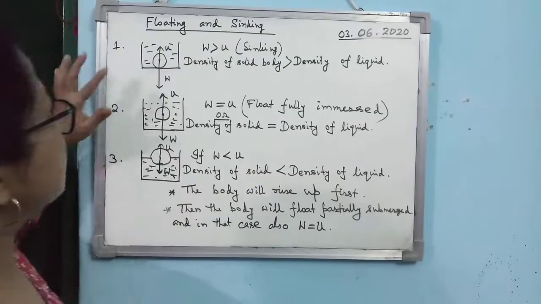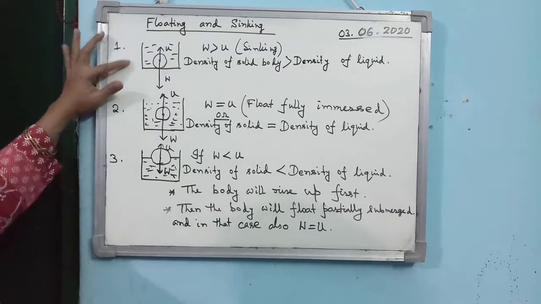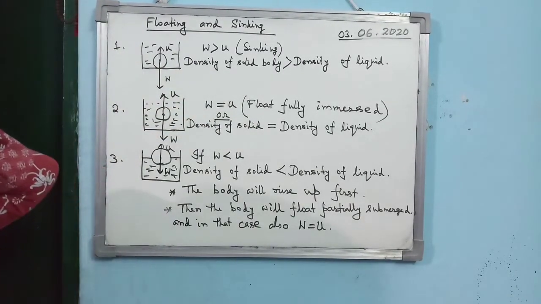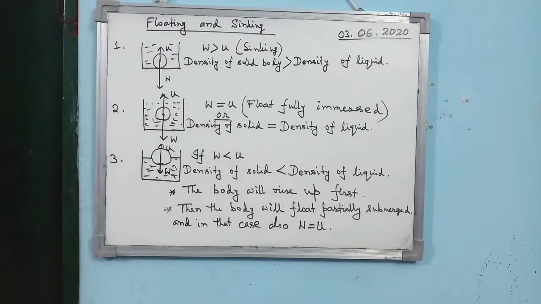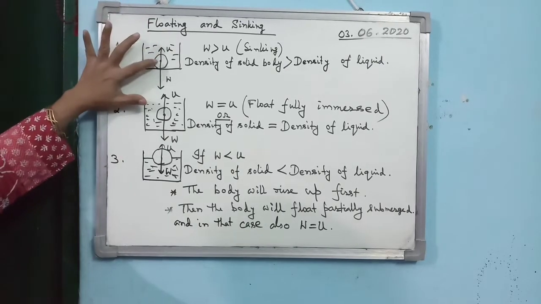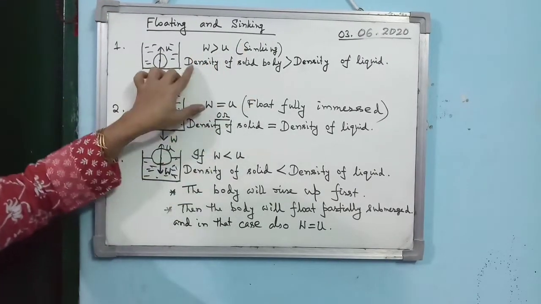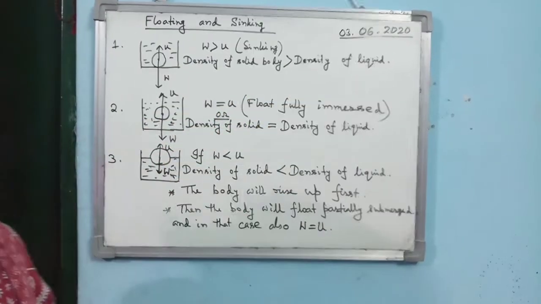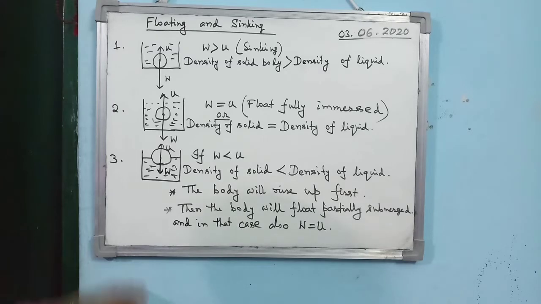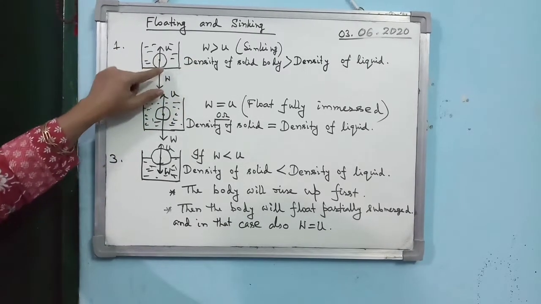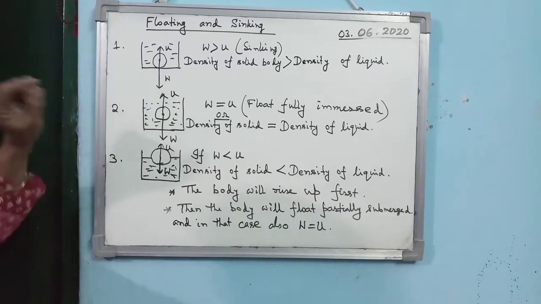Now here you see, floating and sinking. First one: when a body is inside water, two forces are acting on the body. What are the forces? Weight and upthrust. When weight is greater than upthrust, weight is acting downward, upthrust is acting upward. You see how I have drawn it: W by a bigger line and U a small line. Weight greater than upthrust means density of the solid body is greater than density of the liquid. So the body will sink. Here you see where I have drawn the body. The body is sinking.